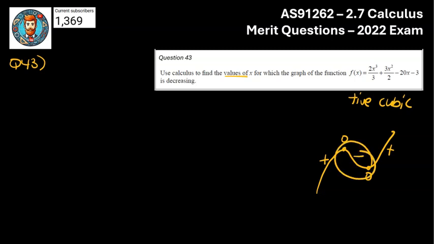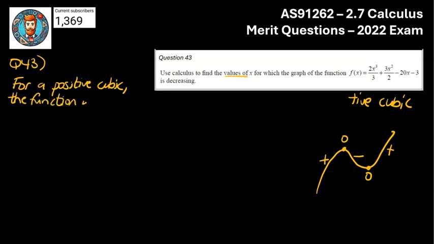So we're trying to use calculus methods to find those. To put it really simply, it's in between the two turning points. So I'm going to start off with that as my answer. For a positive cubic, the function will be decreasing between the two turning points.